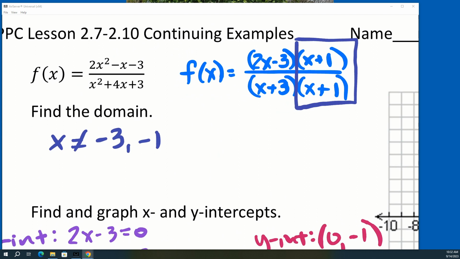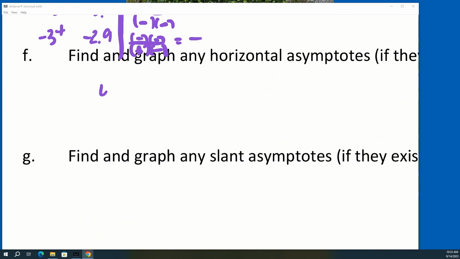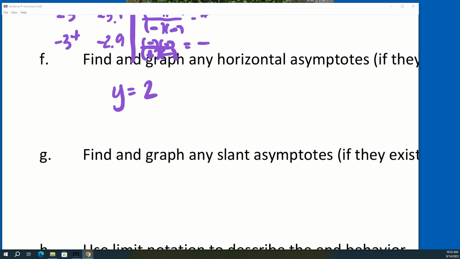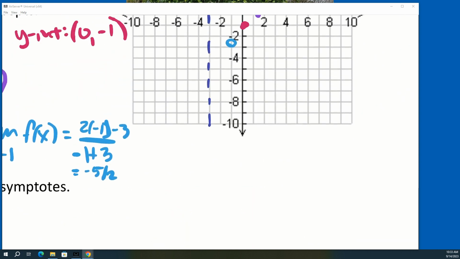Original, because we're going to compare the degrees of the numerator and denominator. What do you guys notice about those degrees? They're the same. So what's the horizontal asymptote going to be? Numerator divided by denominator, which is going to be 2. So F is y equals 2, and then I'm going to go back to the graph. I'm going to graph a horizontal line where y is equal to 2.